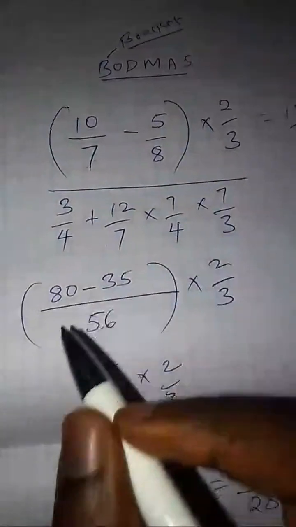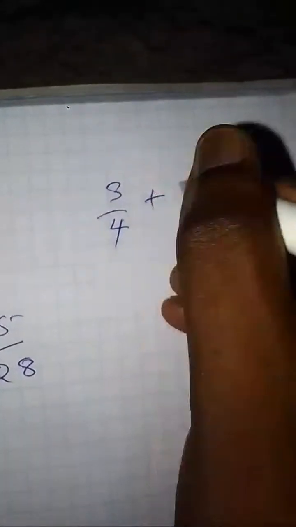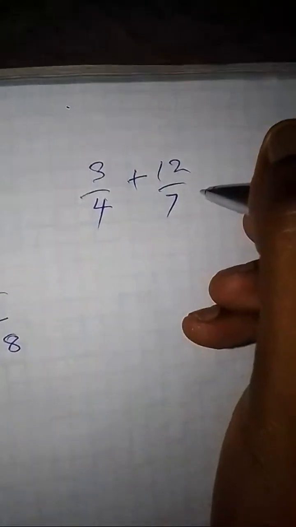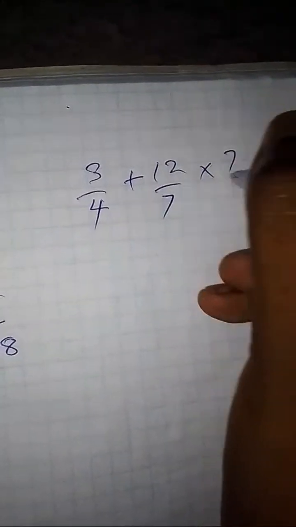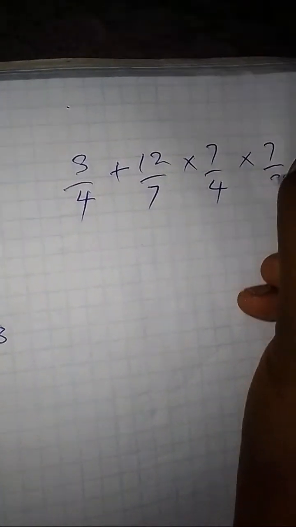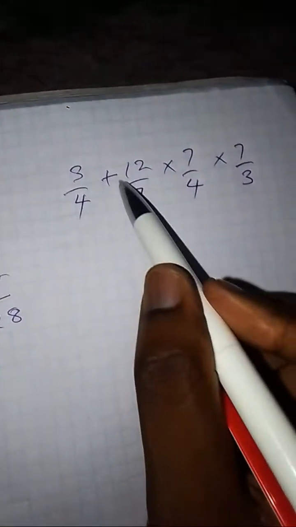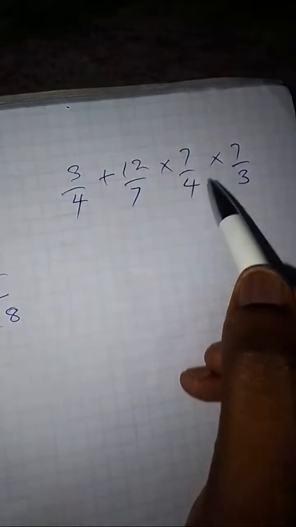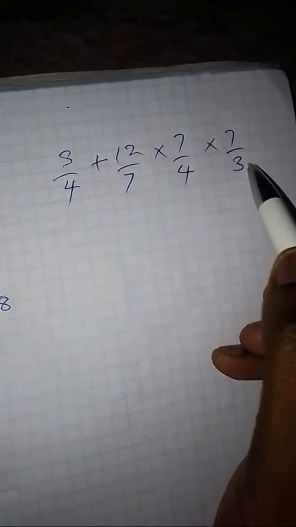So now let's work out this other one. Allow me to put it here fresh so that you guys can see. So we were having that number as 3 over 4 plus 12 over 7 multiplied by 7 over 4, times 7 over 3. So this is the number that you are having.